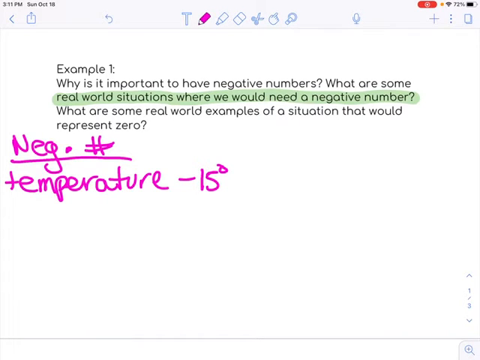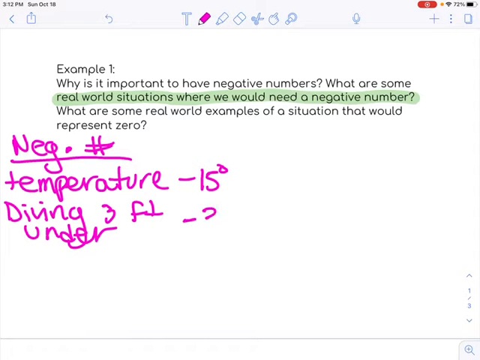We could also think about if you're diving underwater. If you're diving underwater and you're going below sea level, say you dive 3 feet underwater, that would be -3. I always like to think about money too. What if you borrow $17 from somebody? That means you owe them $17. So these are all examples of why we need negative numbers.